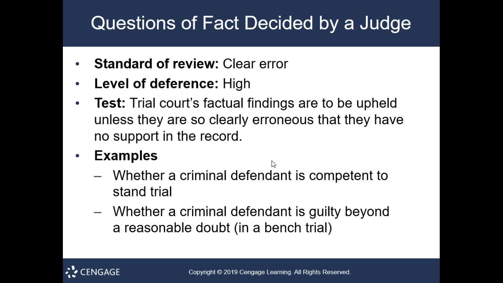Now, questions of fact that are decided by a judge. The standard of review is clear error, in essence, a clear abuse of discretion in finding the fact. There is a high level of deference. The trial court's factual findings are to be upheld unless they are so clearly erroneous that they have no support in the record. So if a trial court finds a certain fact happened and there is any support in the record for that factual finding, it will be upheld, because we're not going to substitute our judgment on the facts for that of the judge in the trial.